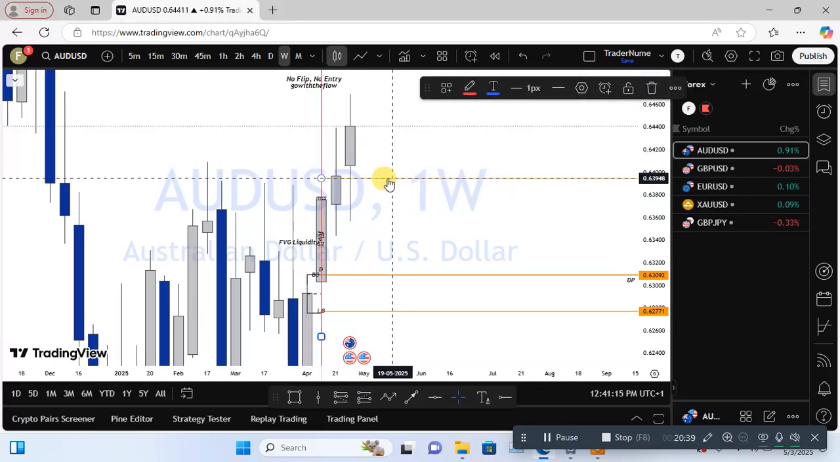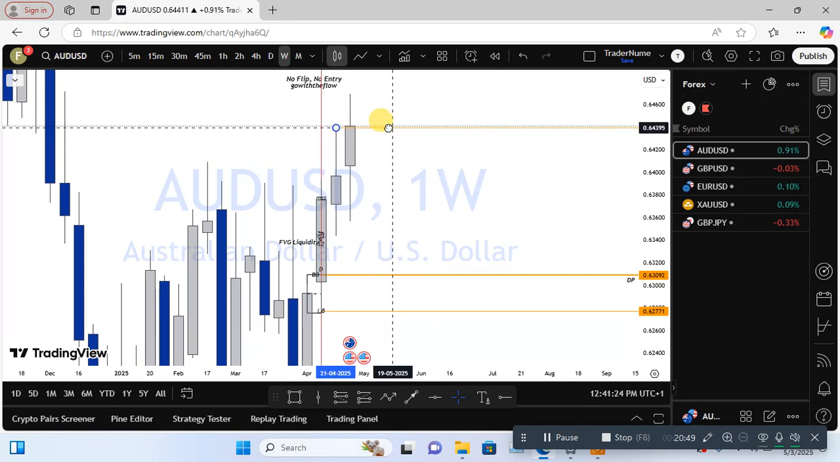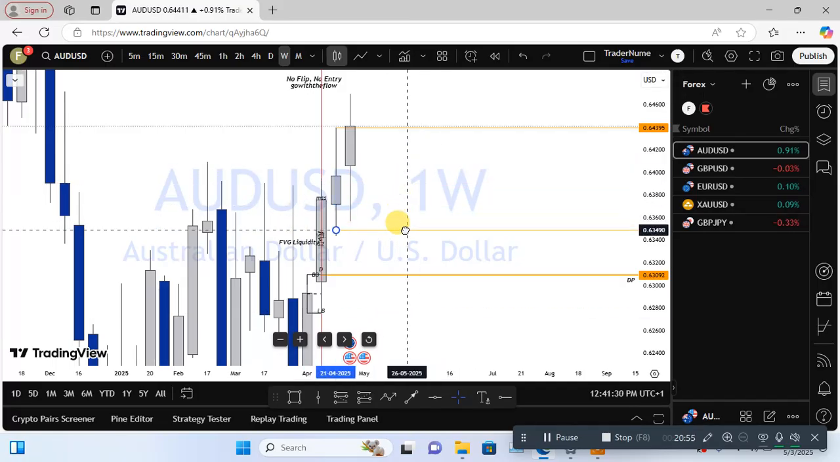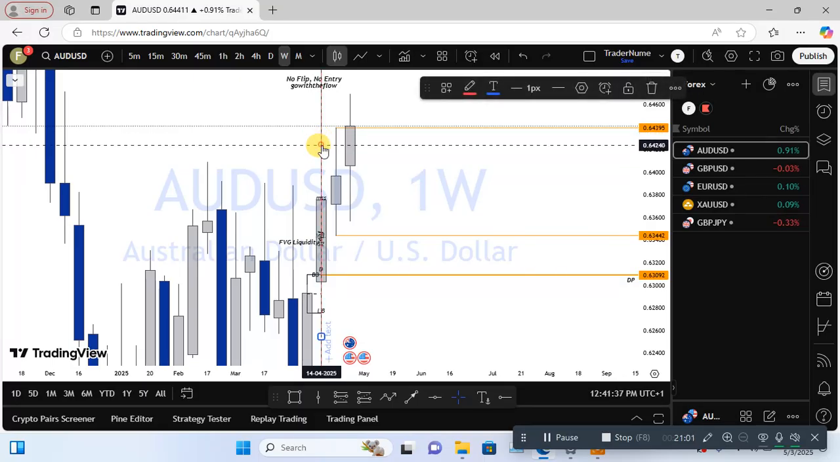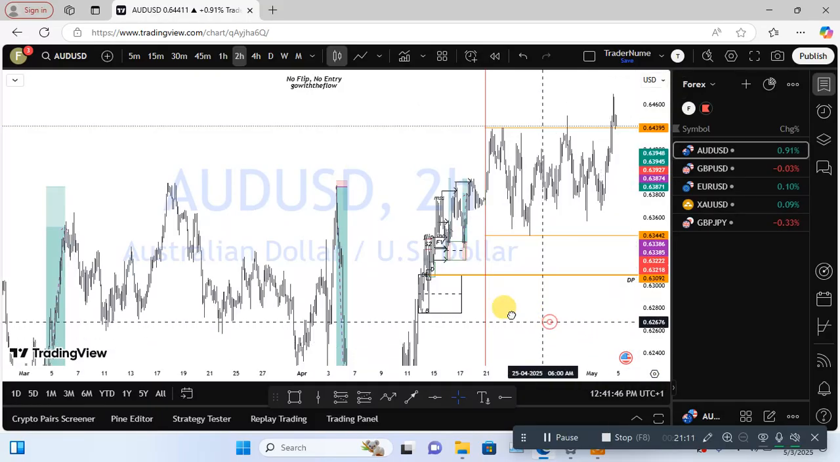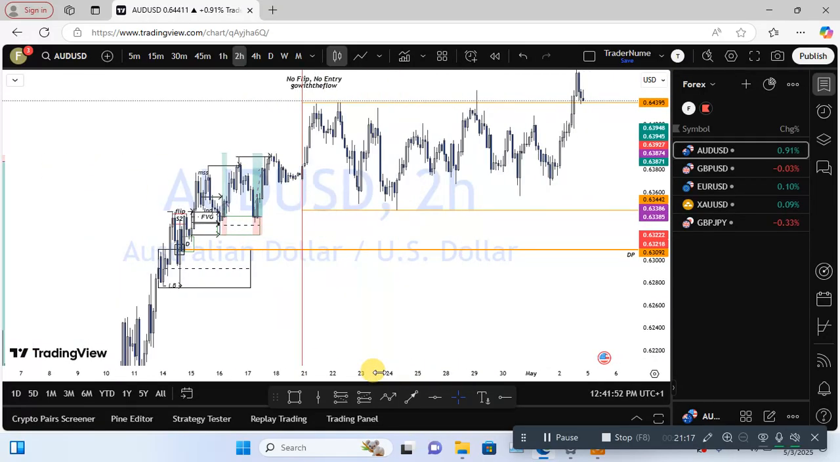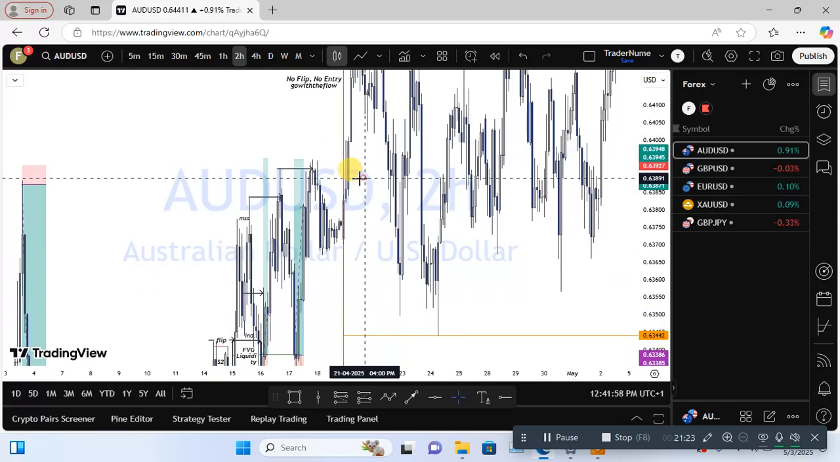So from here we have a high. The high was broken to give us this week's high, and this week's low, and I'm just going to mark it with this. Alright, so we go to our 2 hours to see what we can do. So we took that trade. Now we have a break of structure.